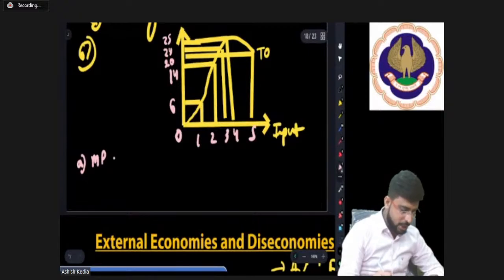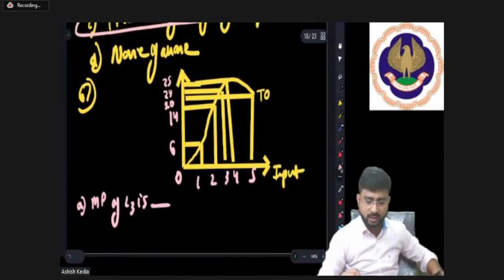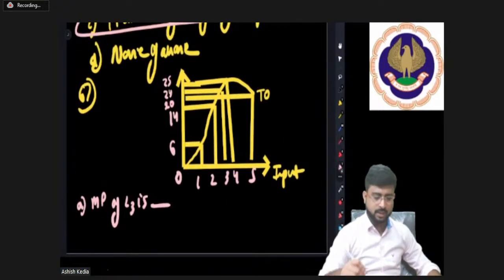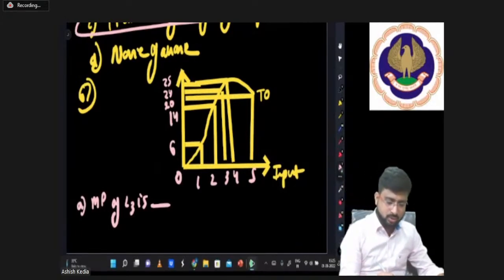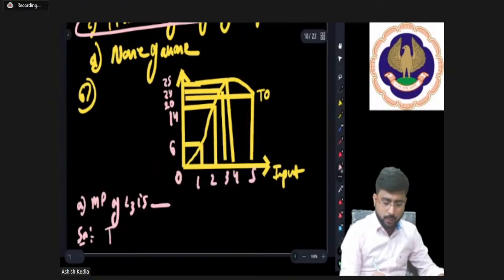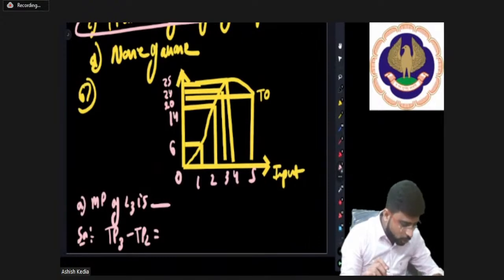MP, marginal product of labor 3 is dash. Come on everyone, what is the marginal product of labor 3? So let's solve it here. It's total product of labor 3 minus total product of labor 2. Yes or no? Yes sir, you are correct. Total product of labor 3 minus total product of labor 2.